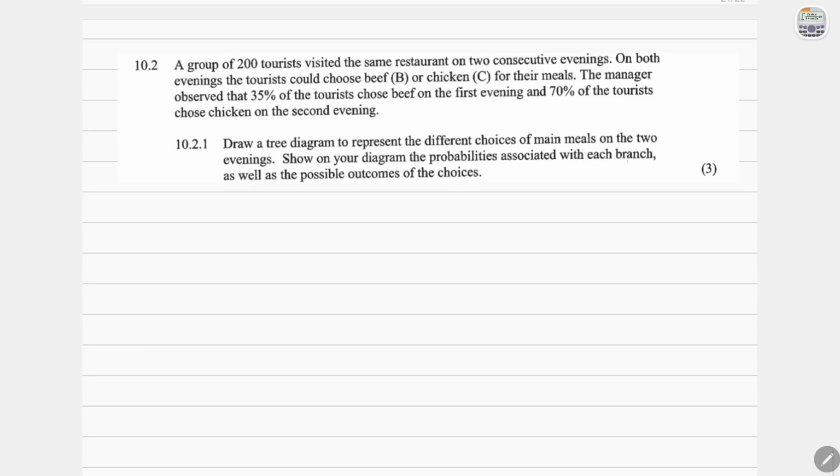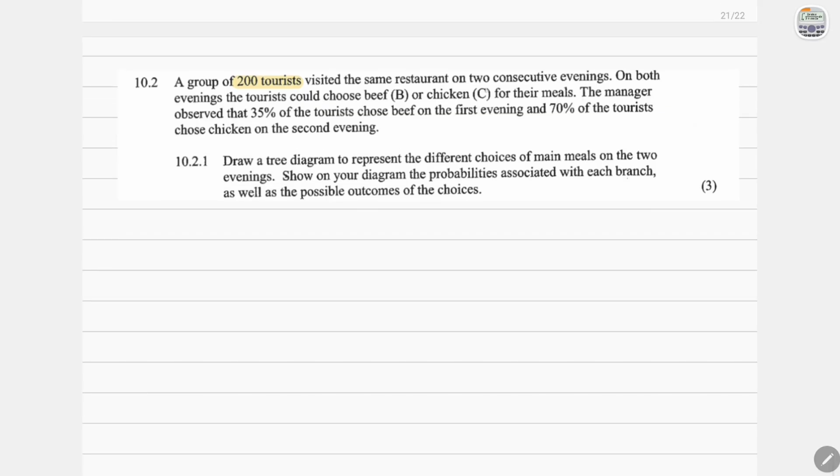Question 10.2 says, a group of 200 tourists visited the same restaurant on 2 consecutive evenings. So twice. On both evenings, the tourists could choose beef or chicken for their meals. The manager observed that 35% of the tourists chose beef for the first evening, and then 70% of the tourists chose chicken for the second evening. And 10.2.1 wants us to draw a tree diagram to represent the different choices of main meals on the 2 evenings.